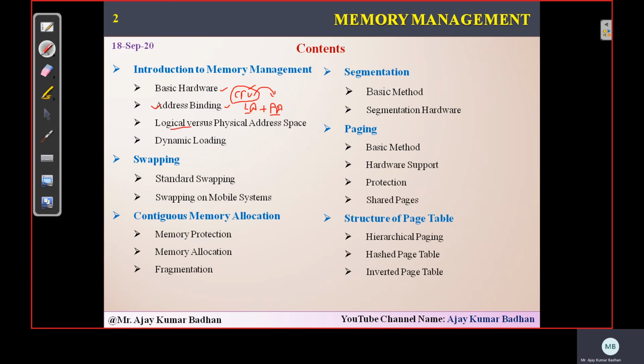In the same way, as I told you, we have logical and physical address spaces, and we discussed the difference. Then we discussed dynamic loading and dynamic linking. In dynamic loading, we discussed how we can load dynamically. Suppose you are using malloc in a C program for allocating memory dynamically, and how the loader provides you that memory, or how the linking is done.